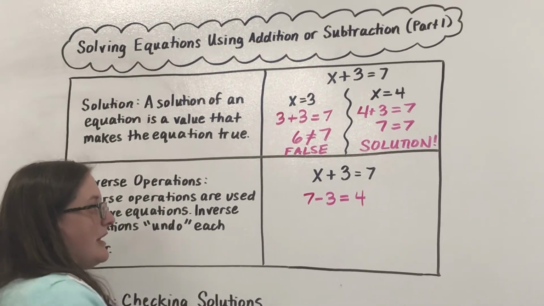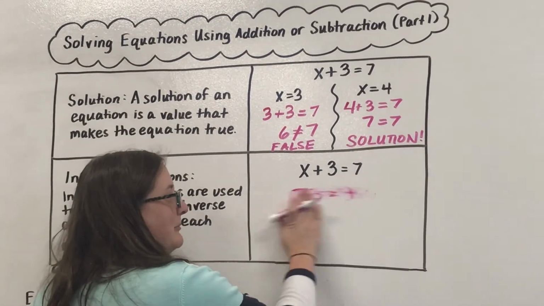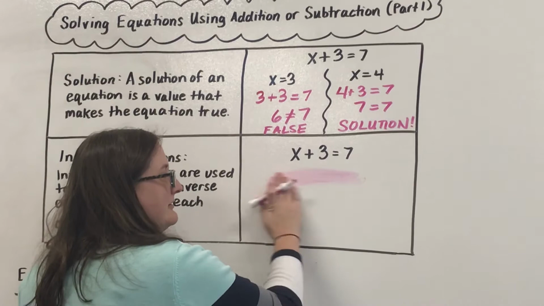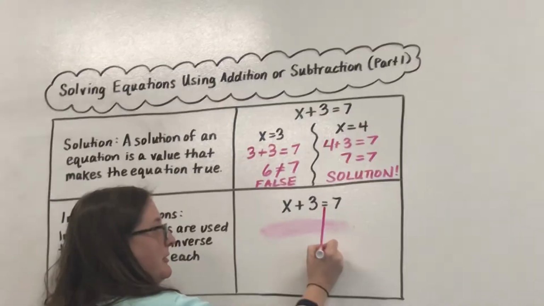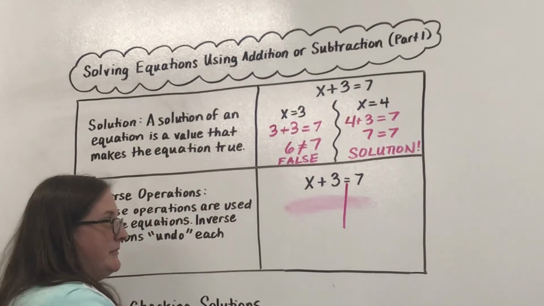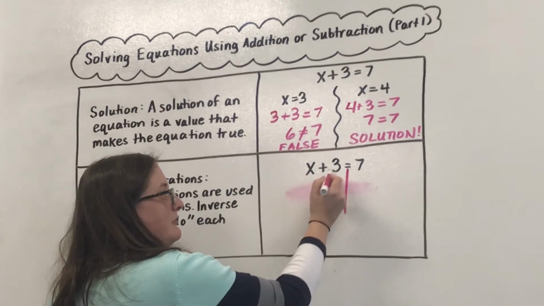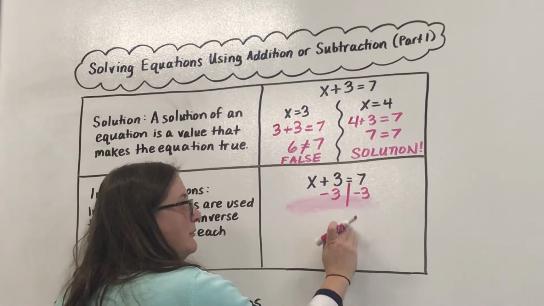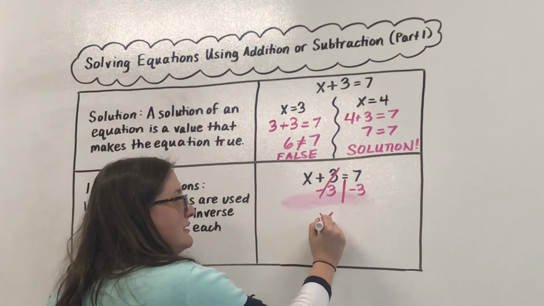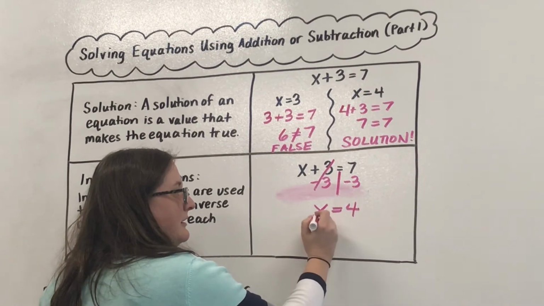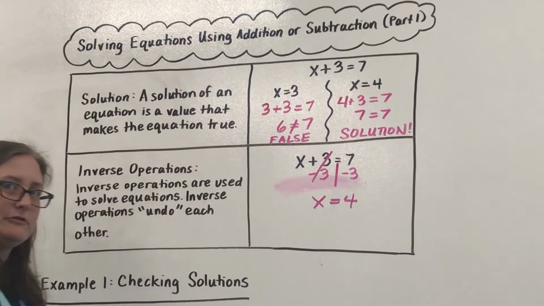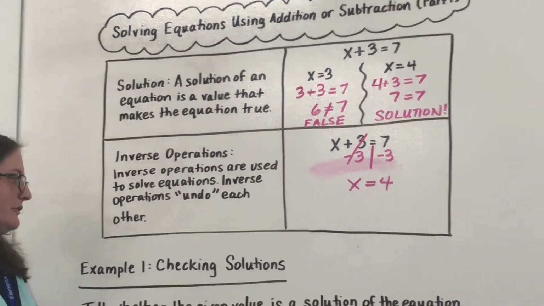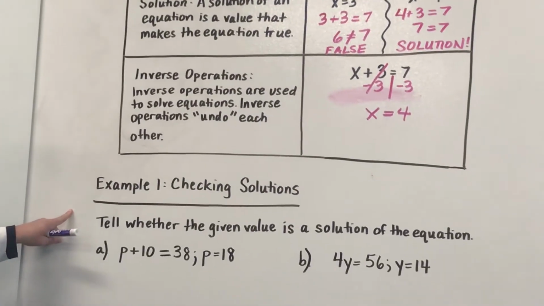And we're going to do that, except we're going to set up our problem a little more algebraically this time. We're actually going to split our equation down the middle, and since we have x plus 3, we're going to subtract 3 from each side, and we'll be left here with x equals 4. We'll talk more about how to do that in one of our examples. So let's first look at checking solutions.